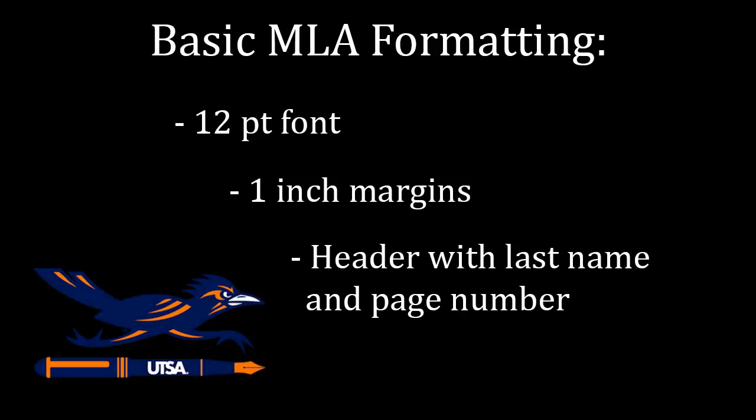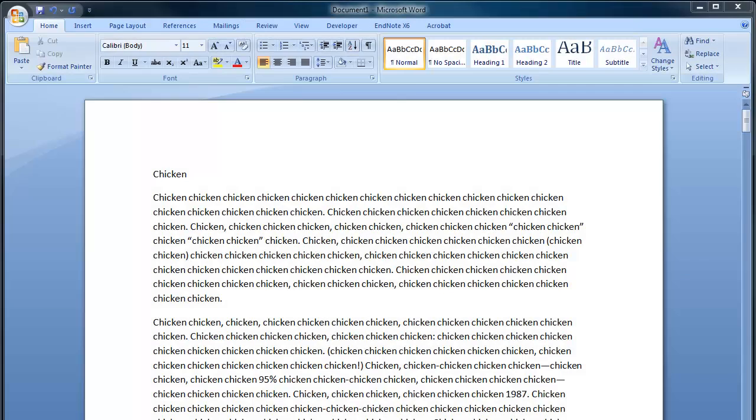The MLA handbook dictates that a paper should be written in a 12-point legible double-spaced font on a page with 1-inch margins, containing a header with your last name and page number in the top right corner. For the purposes of this video, we're going to assume that you've already written your paper in a basic text format. Before changing the format of a paper, we need to prepare the space on which we will be working.